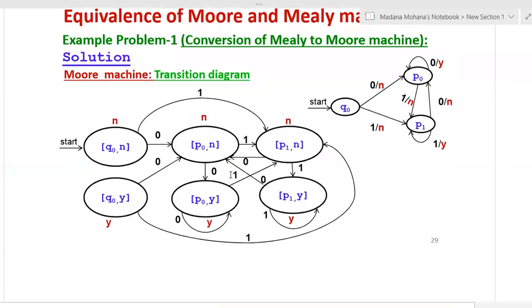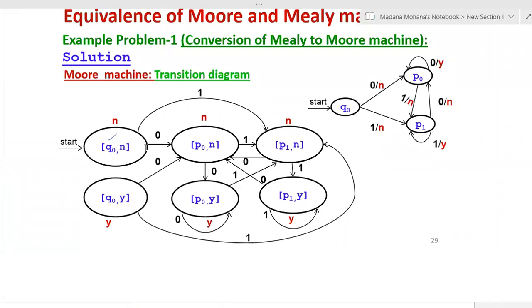Here you can see, first you list out all the 6 states. The initial state, what we assumed, q naught comma n, is the initial state. For that we draw a prefixed arrow, or you can use the word start. Then the next state is q naught comma y, next is p naught comma n, next is p naught comma y, next is p1 comma n, and next is p1 comma y. Total 6 states are represented here. Now see the transitions. First you represent transitions, then you represent outputs.